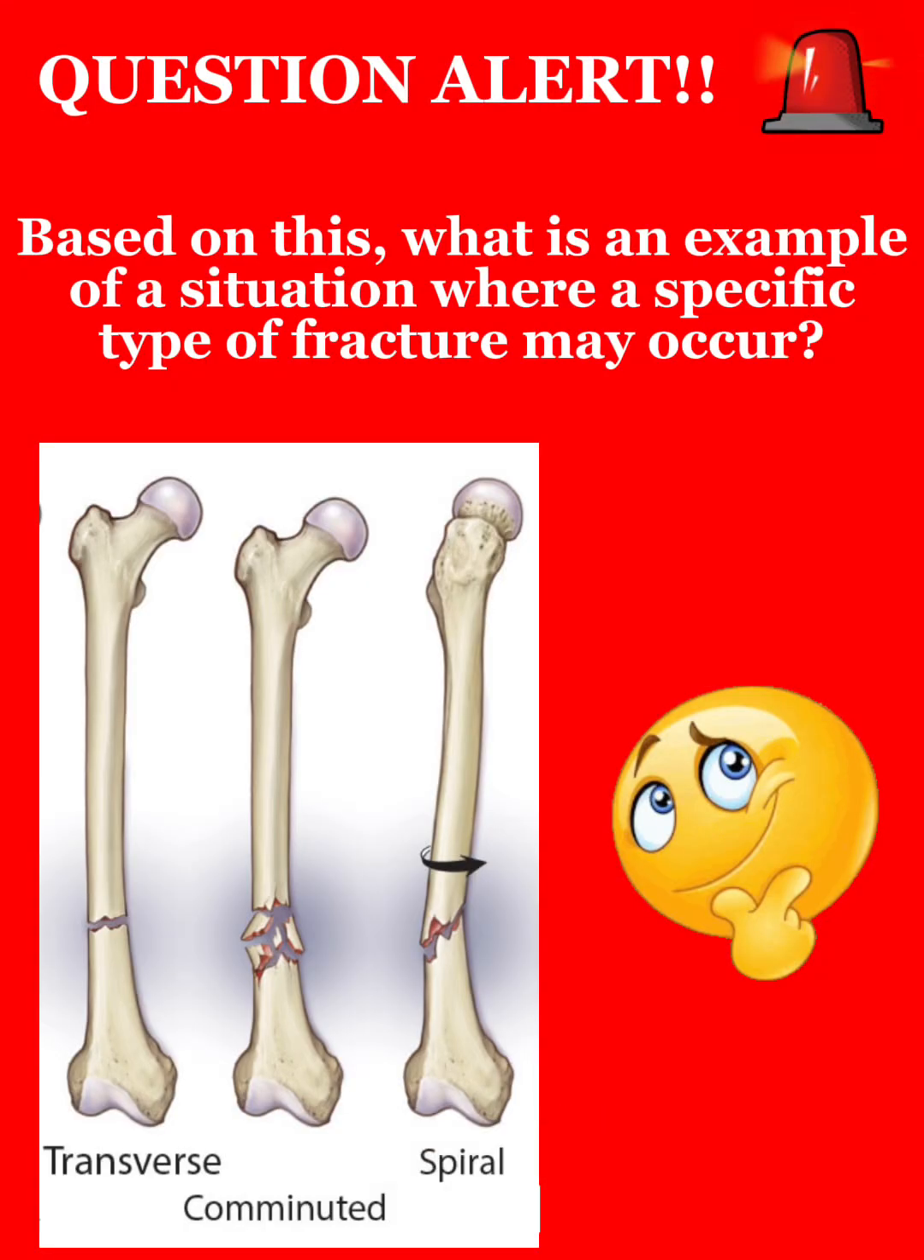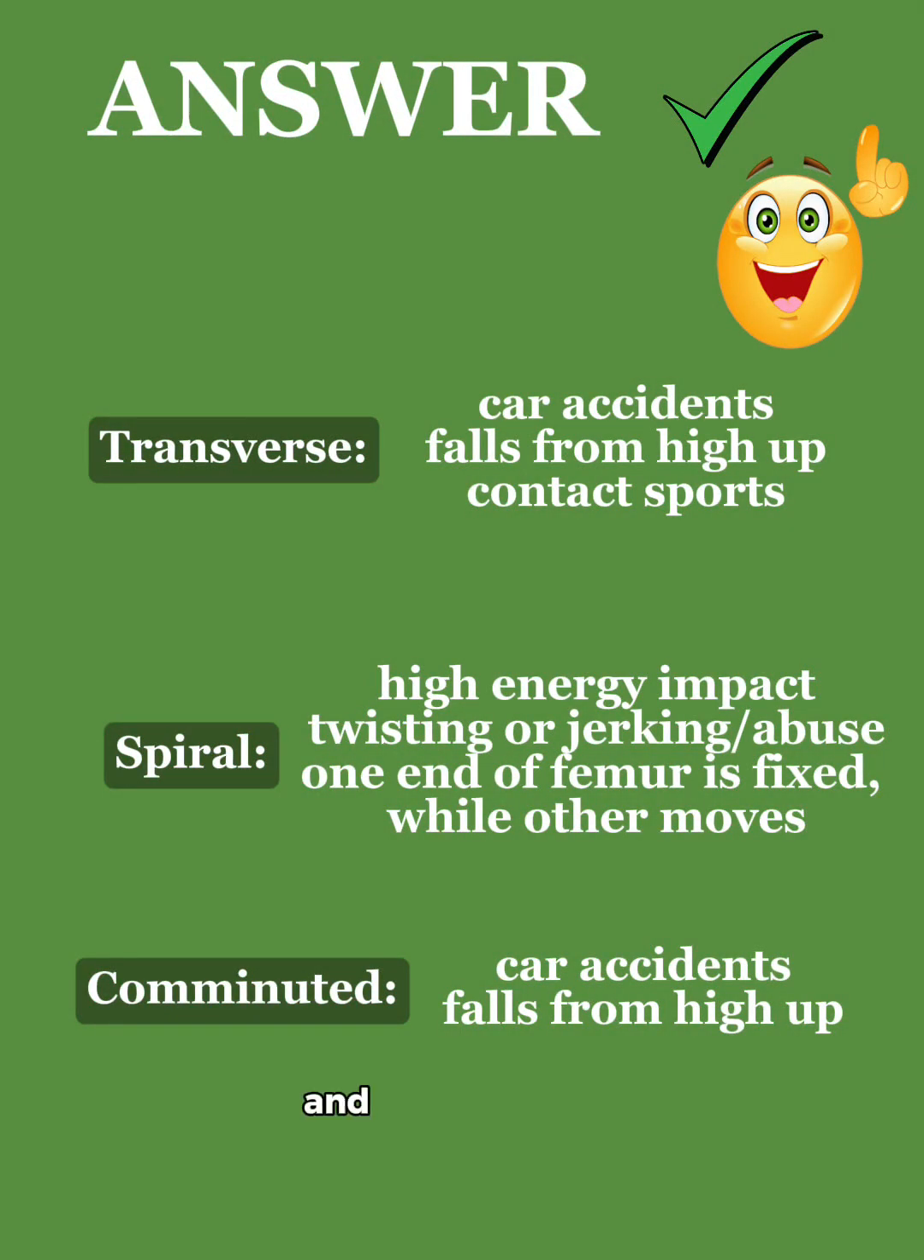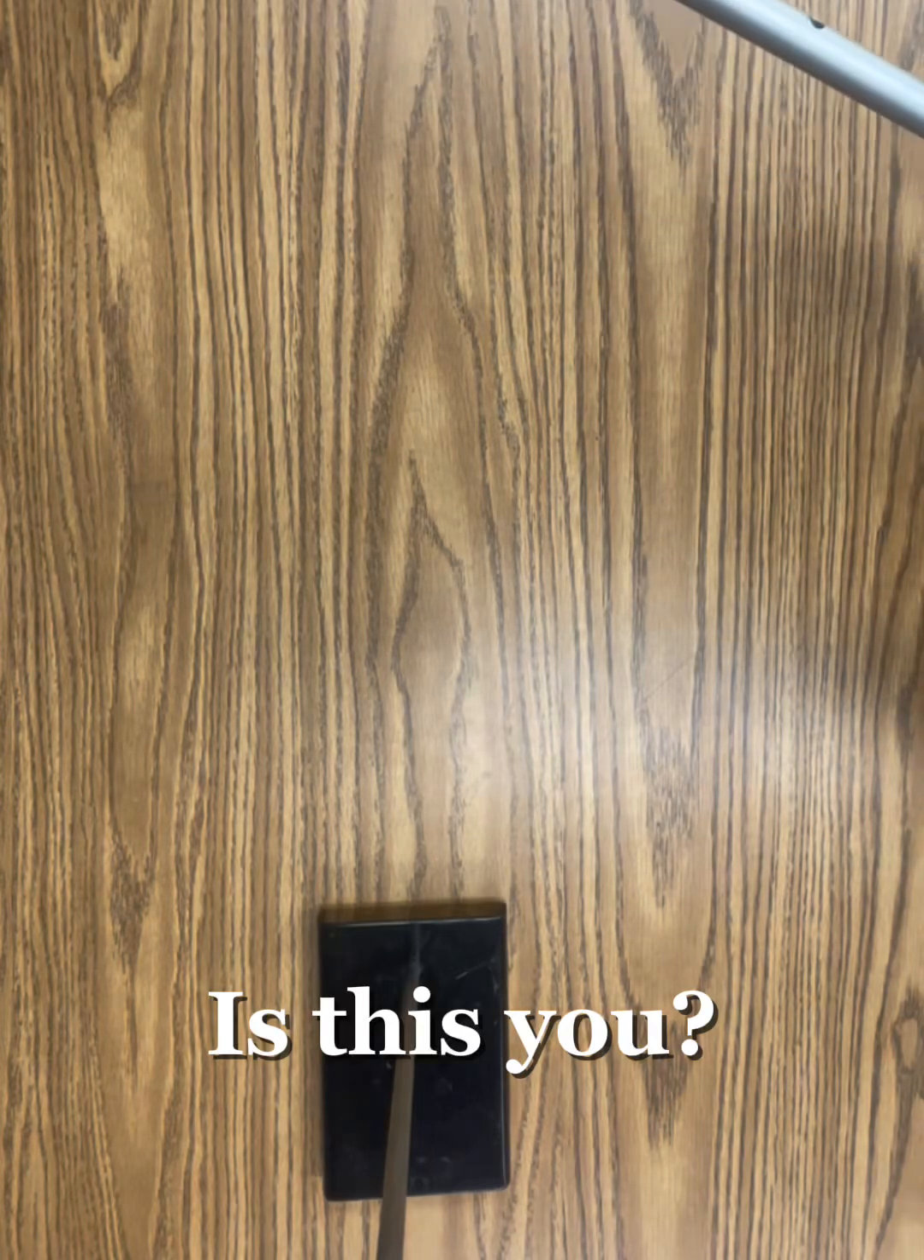Based on this, what is an example of a situation where a specific type of fracture may occur? And these are the answers related to transverse, spiral, and comminuted fractures. Is this you?